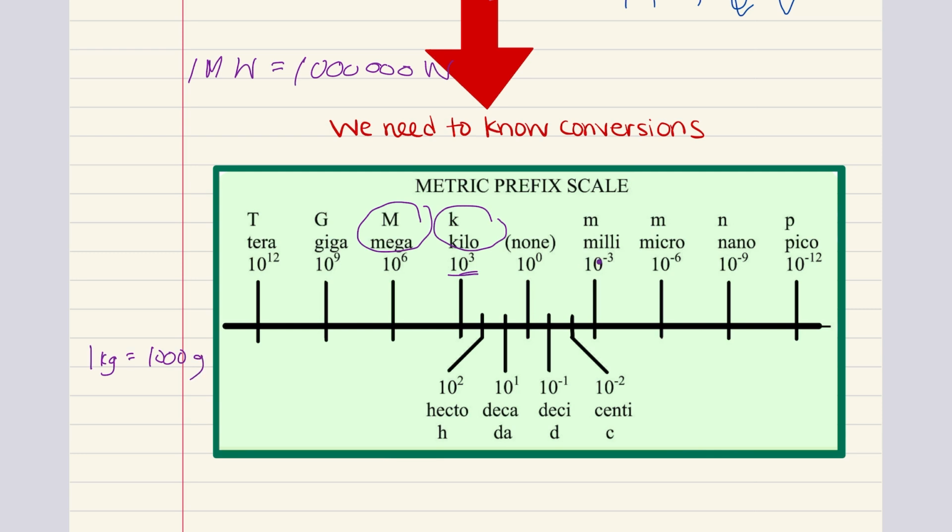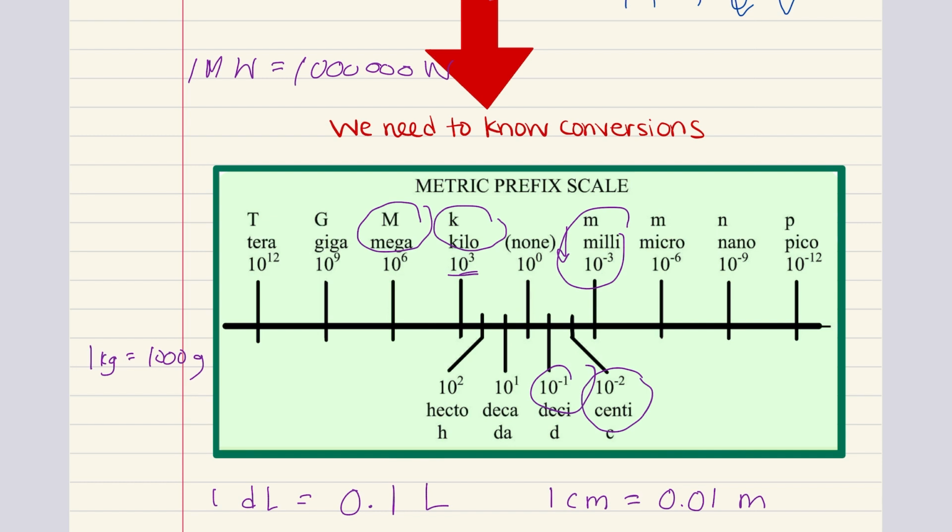Deci is another really common one. So that is equal to 10 to the minus 1, or 1/10 of the base unit. So for example, 1 deciliter is equal to 0.1 liters. Centi represents 10 to the minus 2, or 1/100th of the base unit. So 1 centimeter is equal to 0.01 meter. Milli stands for 10 to the minus 3, or 1,000th of the base unit.